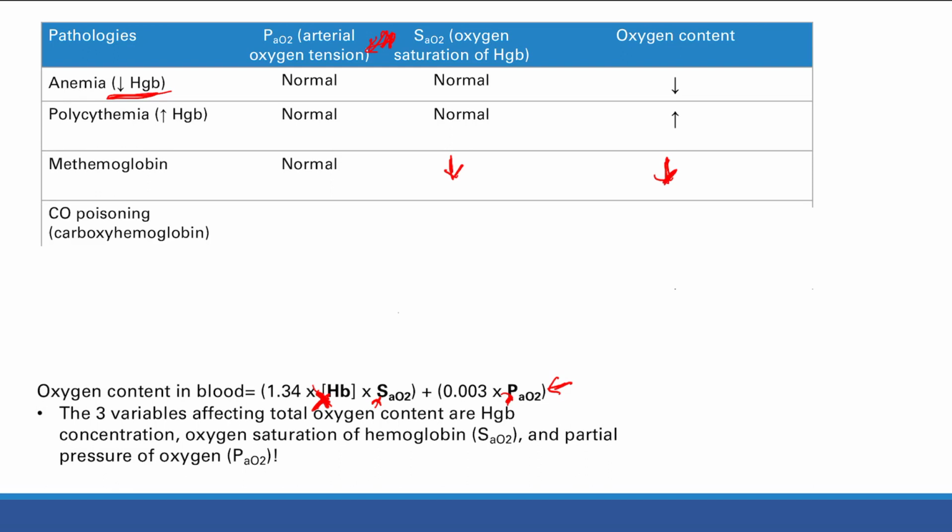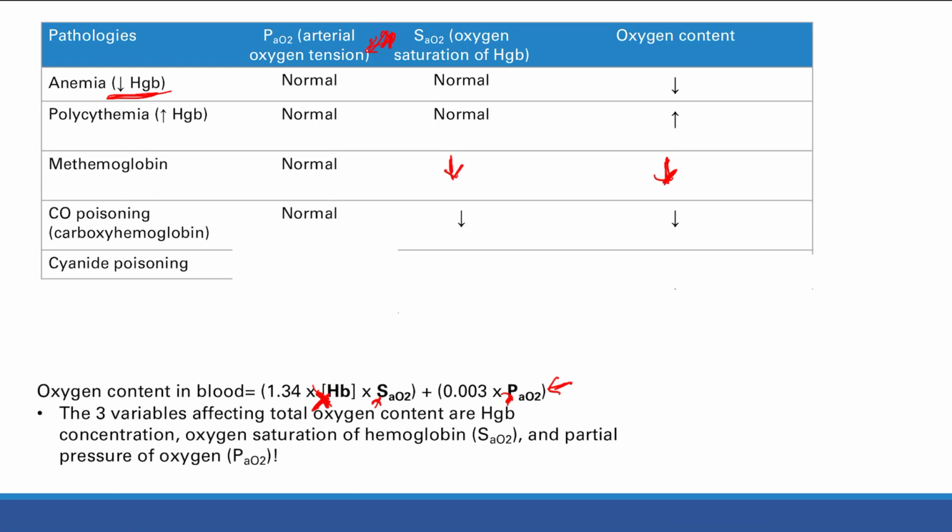The same happens in carbon monoxide poisoning. What's the PaO2? PaO2 is going to stay the same; there's nothing wrong with the oxygenation of the blood. What happens to your saturation? Saturation goes down because the carbon monoxide is competing for binding spots. So if your saturation goes down, then your oxygen content is going to go down.